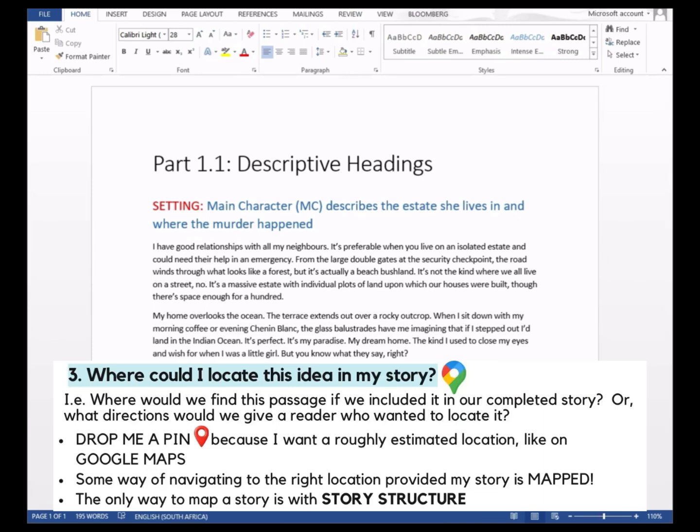How to think about this is, if we included this exact passage in our completed story, just imagine it's completed for a second, where would we find it? Or better yet, what directions would we give a reader who wanted to find it? Drop me a pin because I literally need a location, like with Google Maps, something that will help me navigate to the right location in my story, provided that my story has a map. And the only way to map a story is with story structure.